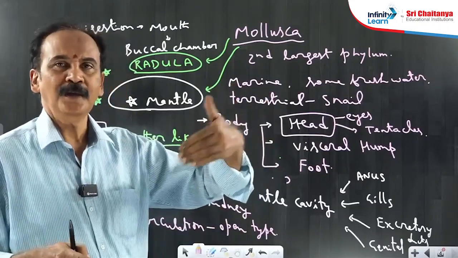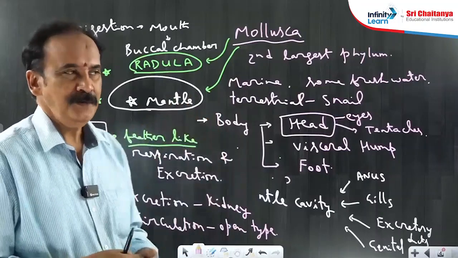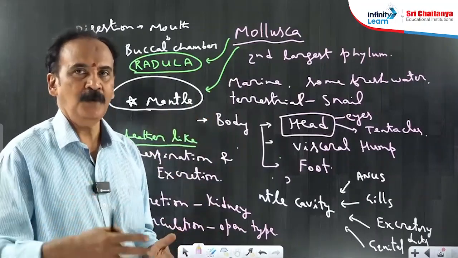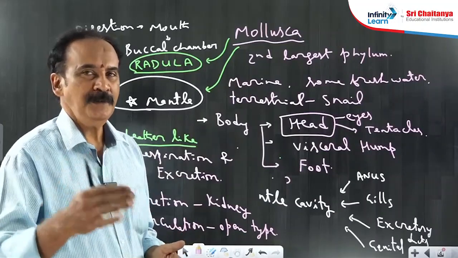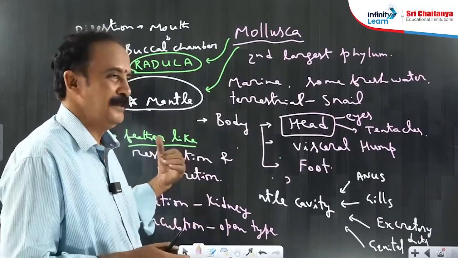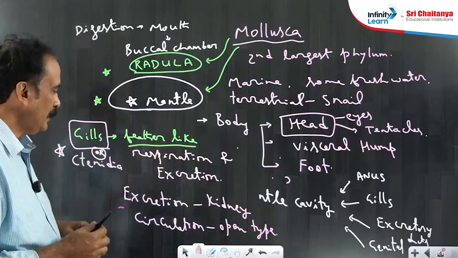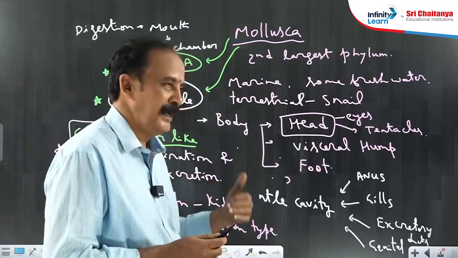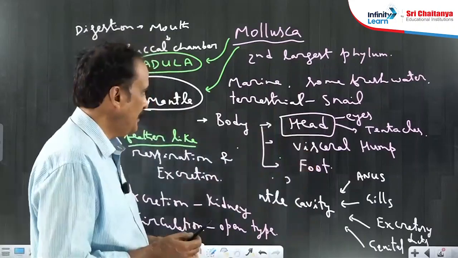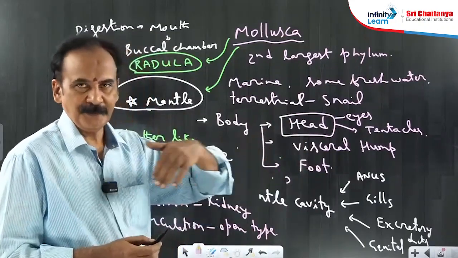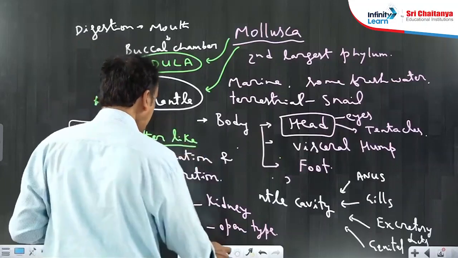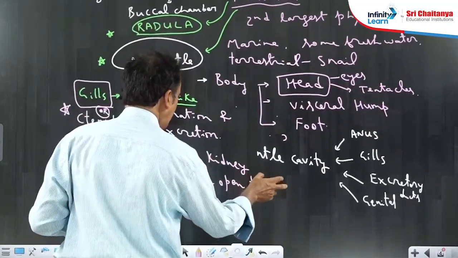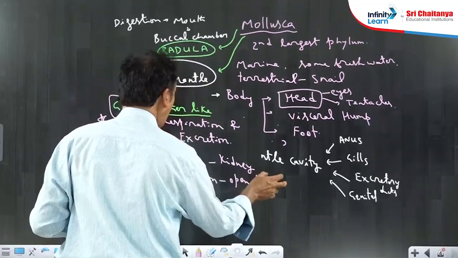It may be external or it may be internal, or in some cases the shell may even be absent. Like for example, octopus doesn't possess a shell, it is absent there. So these are the important characters of this phylum. And reproductive system, animals are unisexual. Unisexual is called dioecious. If you have confusion related to unisexual and bisexual, try to get one, you leave the other.